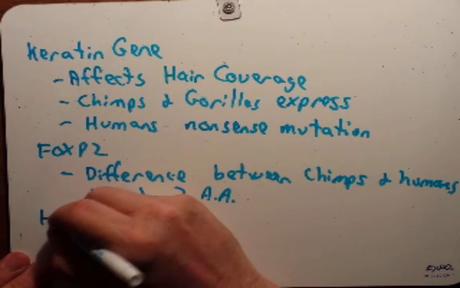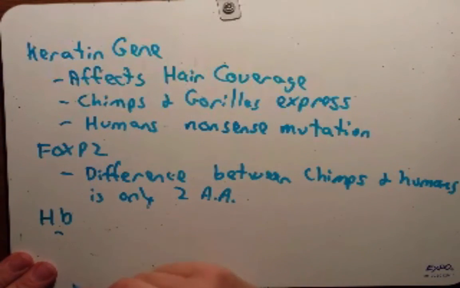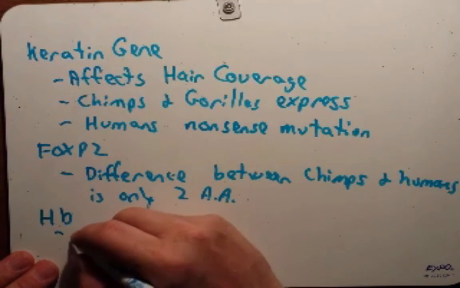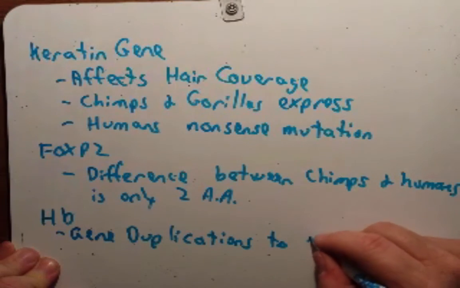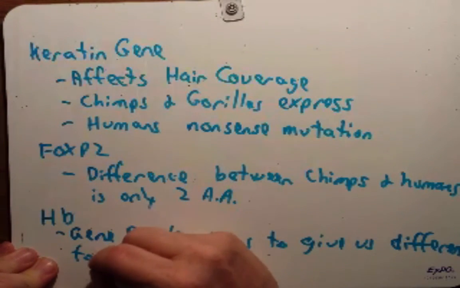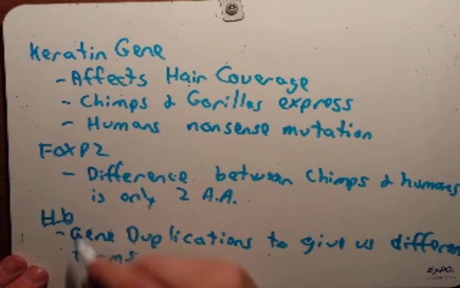Hemoglobin genes. We're just going to put HB for abbreviation. As humans have evolved, we have gone through gene duplications, as we've talked about before. And that gave us different forms of hemoglobin. Remember we talked about we had a fetal form, we had an embryonic form of it. And this has allowed for a longer fetal period and for an increased brain growth. So this has been very advantageous for humans.